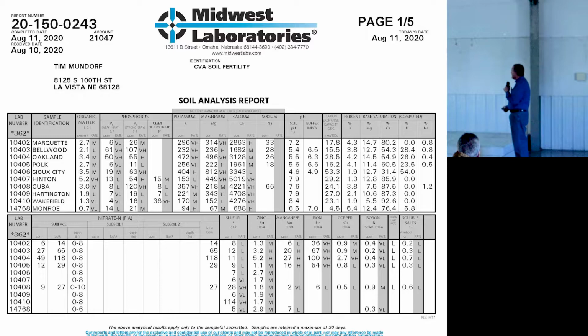I'm going to blow through these. Manganese, I'd like you over 10, 12 parts per million. Iron, I'd like you somewhere over 30 parts per million. Copper, I'd like you around 1 part per million. Boron, around 0.8 parts per million.